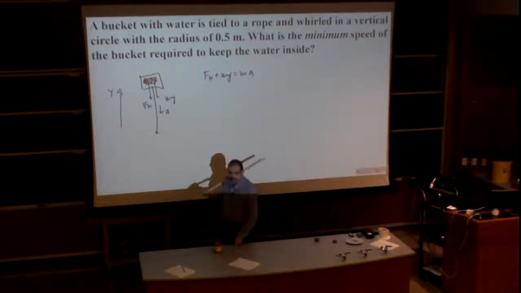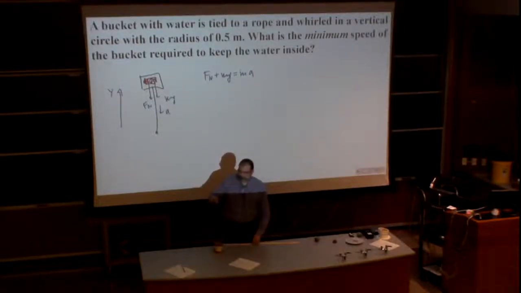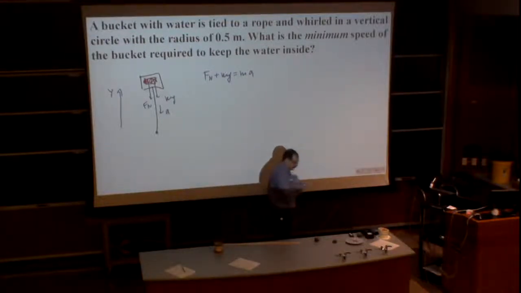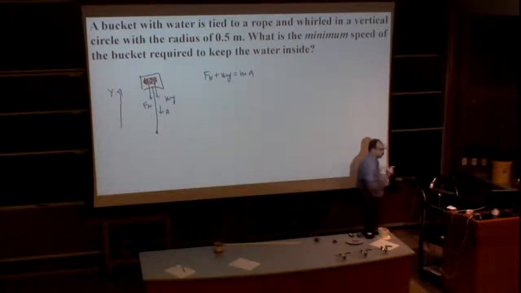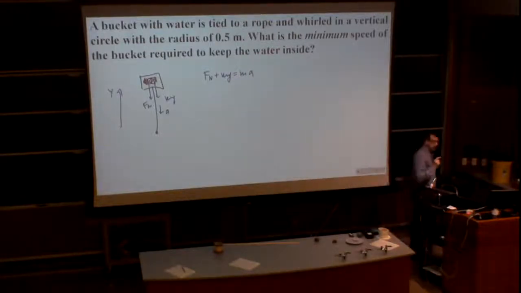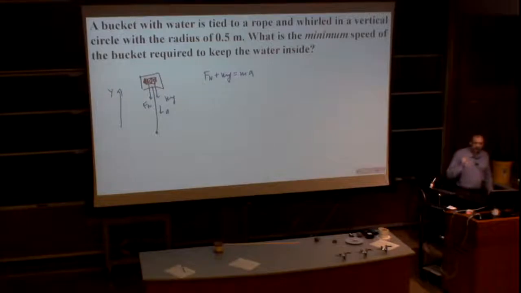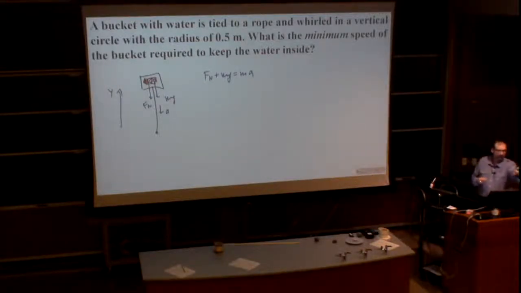What does it affect? Normal force. If I move it slower and slower, eventually the water or the ball should fall out. So eventually it should stop touching it. When it doesn't touch the bucket anymore, normal force becomes equal to what? If water doesn't touch the bucket anymore, normal force equals what number? What number? Zero.